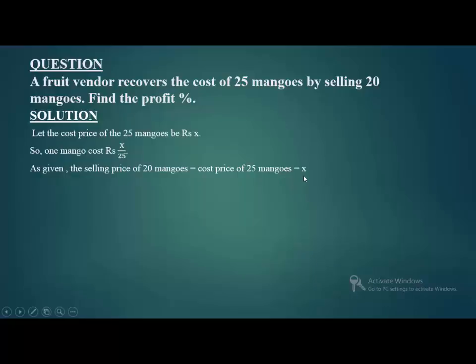Now what I am going to do here is calculate the selling price and cost price of one mango, because I have to make the number of objects the same. So the calculation will be done for one mango. Let us see. The selling price of one mango here will become X by 20, since the selling price of 20 mangoes is X.